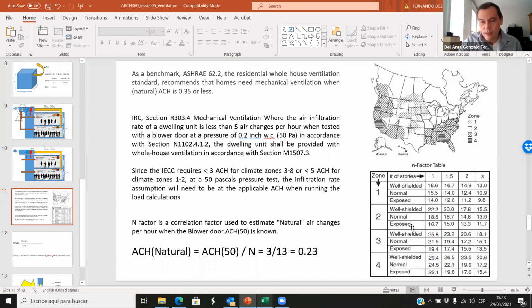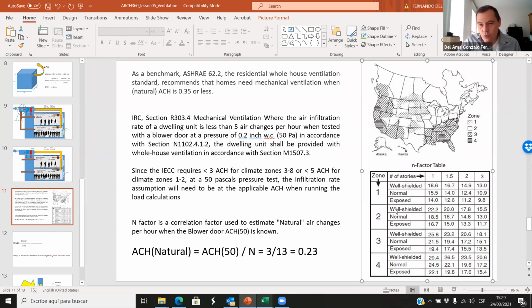The exposed condition would be if we have a house at the top of a hill. So this is the example of an exposed building. And then the rest is normal. Do we have a lot of trees around our building? Okay, it's not well exposed because the trees are stopping the wind. Or do we have other buildings around? Well, it depends. Anyway, well shielded, it's in the middle of downtown. Exposed, it's at the top of a high hill with a lot of wind blowing. And the rest is normal.